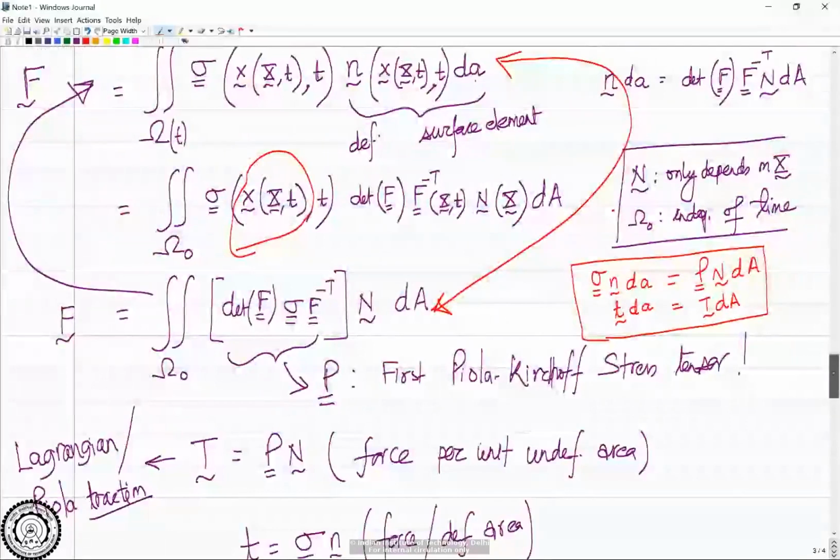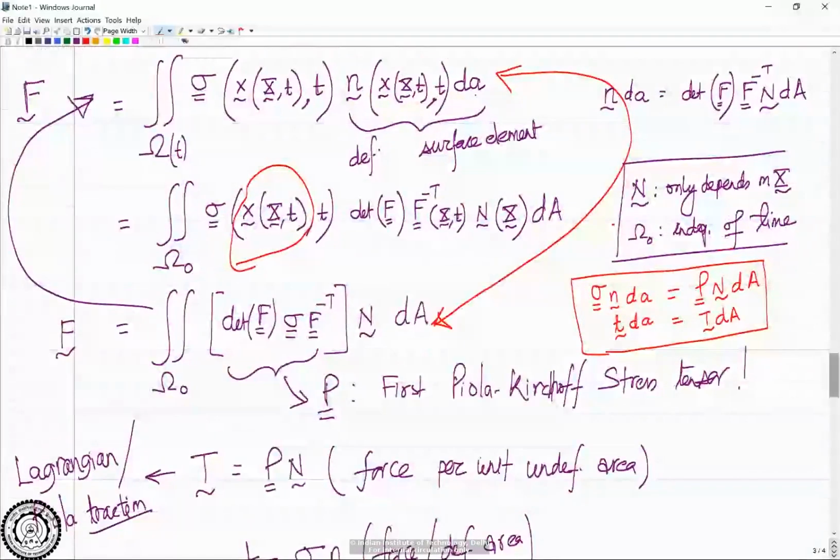In the reference configuration, since all the points are fixed, that's why we say it is a Lagrangian description, right? The reference configuration. Basically, whenever a quantity is a function of points in the reference configuration, then we call it a Lagrangian description. If the quantity involved depends on the reference configuration, then we say it's Lagrangian.